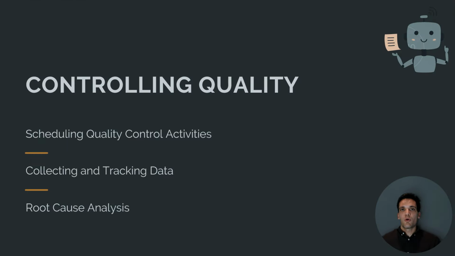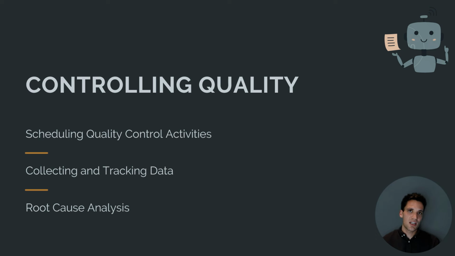Once we've set up our quality assurance systems, we've written our project quality management plan, we've created all our inspection and test plans, so we've worked out all the checks we're going to do, we move into the delivery phase. And in this phase, we need to control quality. So this is when we're actually going and doing the inspection and testing.